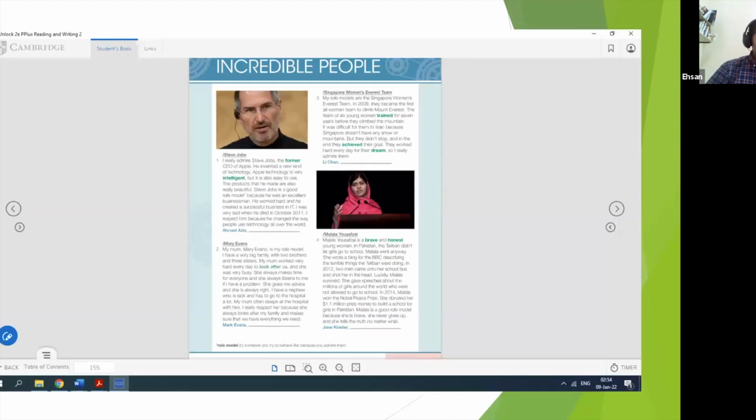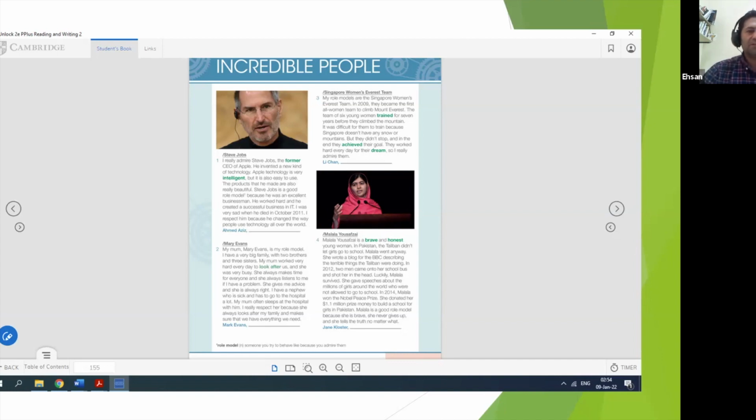As an example, for this part, I have selected a page of the book. This is Unlock Series, 2nd edition, level 2, actually book 2, reading and writing. And the unit, actually, it's a reading text, and it wants to introduce incredible people, so students will learn more about the incredible people, and basically will be exposed to some famous people.